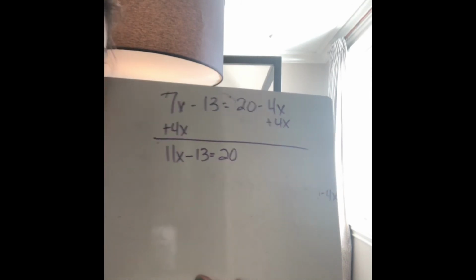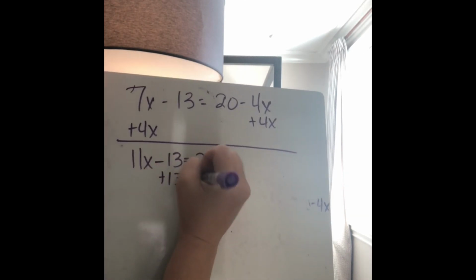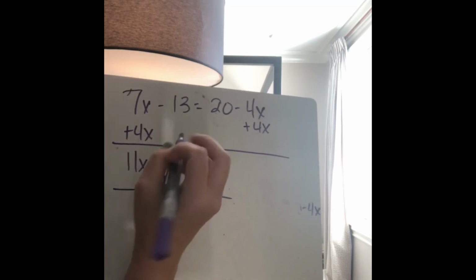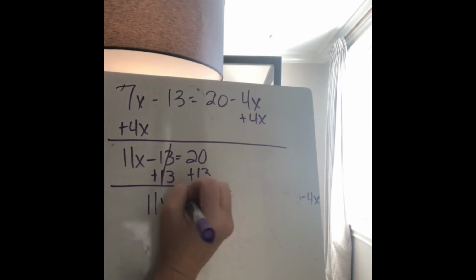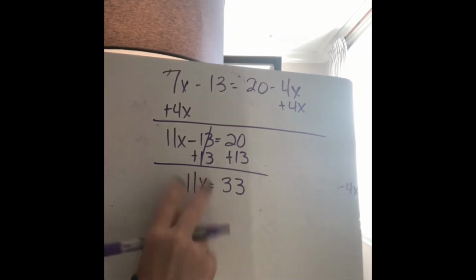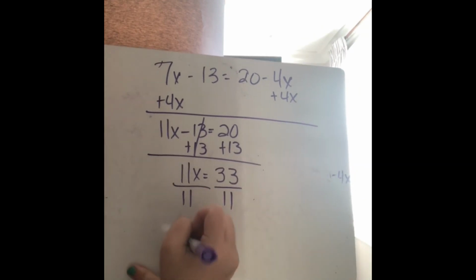Continuing to solve for that x, using inverse operation, I'm going to add 13 to both sides because the inverse operation of subtraction is addition. So those cancel each other out. 11x equals 33. Continue to solve for x. Do the inverse operation. That's multiplication, so the inverse is dividing. Divide by 11. And x is going to equal 3.